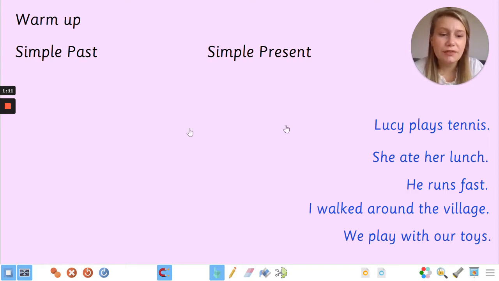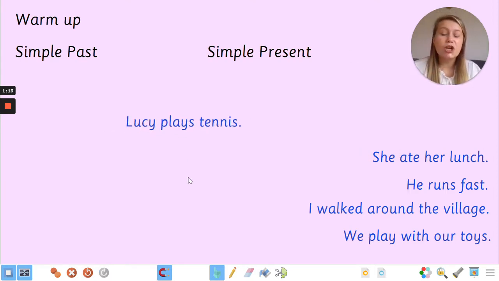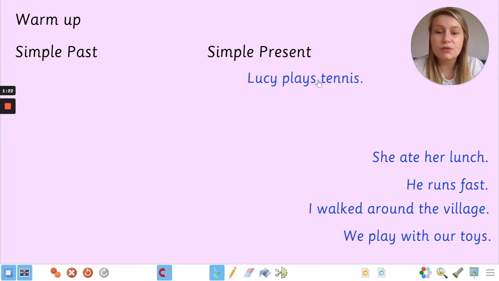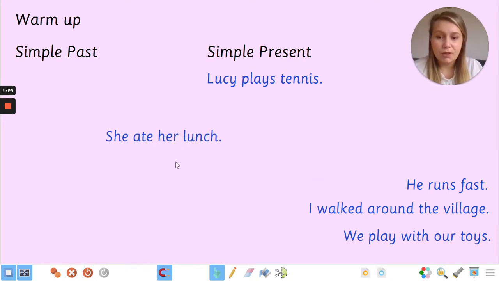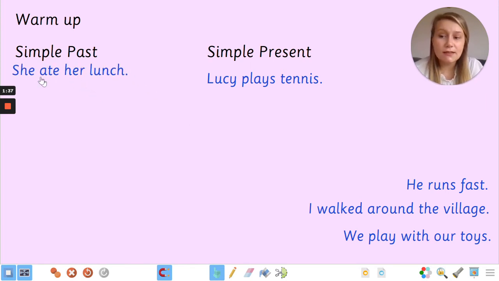Okay, super. So let's go through it together then and see how we've done. Lucy plays tennis. Is this a simple past tense or a simple present tense? Simple present, well done. So the verb is plays and plays is the present tense. Okay, she ate her lunch. Simple past or simple present? Simple past, well done then. So ate is the verb and it is the past tense form of the word eat.